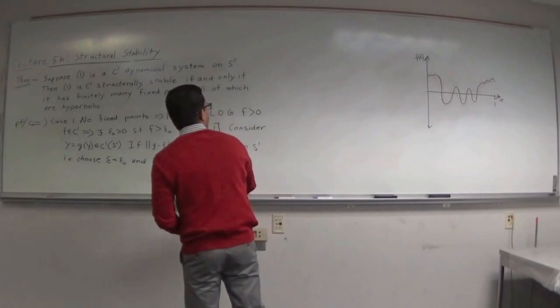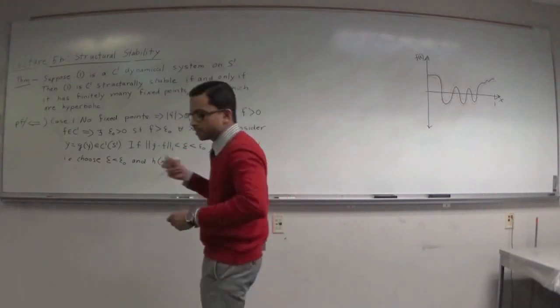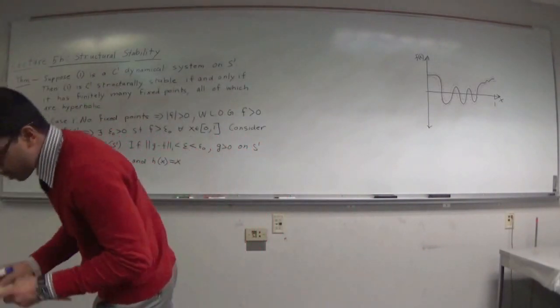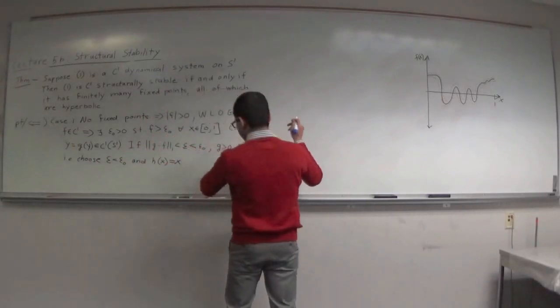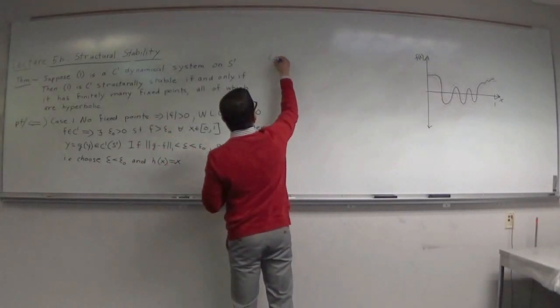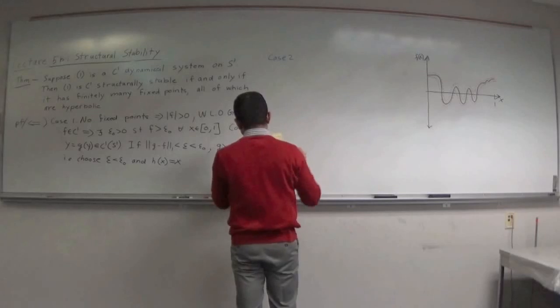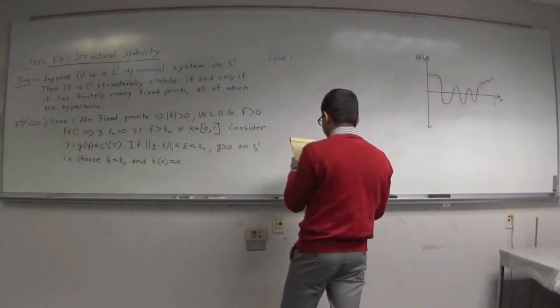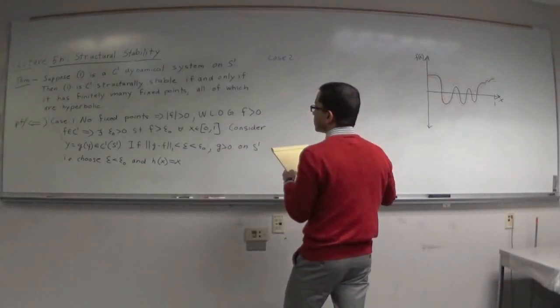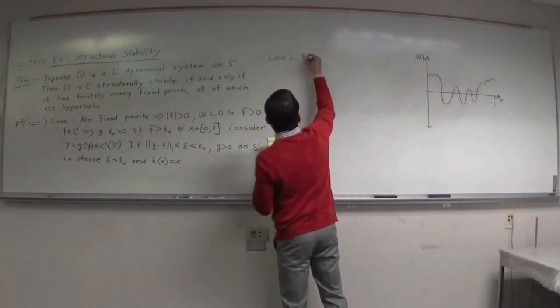So this is case 2. This is the real proof of that portion. Once we're done with this, we can get to the fun stuff. So let's assume that it's finitely many hyperbolic fixed points.